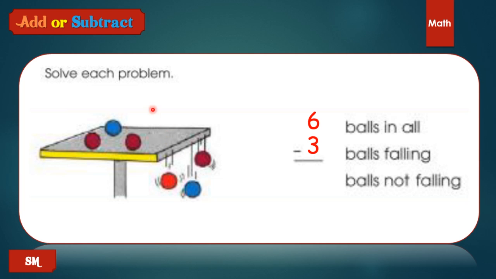So, all of them are 6. I will take away 3 because they are falling. So it's 6 minus 3. Now, how many are left here? How many are not falling? 1, 2, 3. So the answer will be 3. Or, yes, mister, it's 6 minus 3: put 6 fingers, 3 of them are falling. Okay, drop down 3. Now, how many left? 3. Excellent.